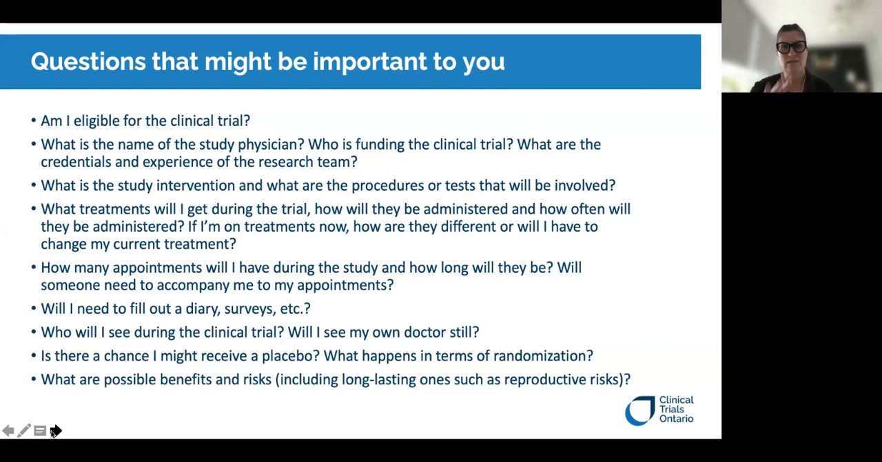Is there a chance I might receive placebo? When there's standards of care that are available, providing a placebo as a comparator is not considered ethical. So that's probably not going to be the case here, but again, worth asking if that's something that you're concerned about. There's nothing wrong with asking. And potential benefits and potential risks that are known. There might also be some that aren't known, right? And some of those might be uncovered during the trial.